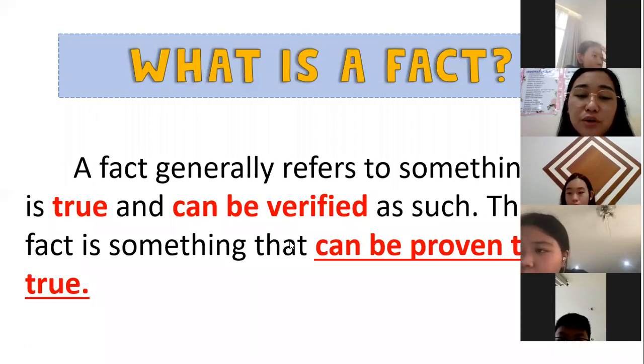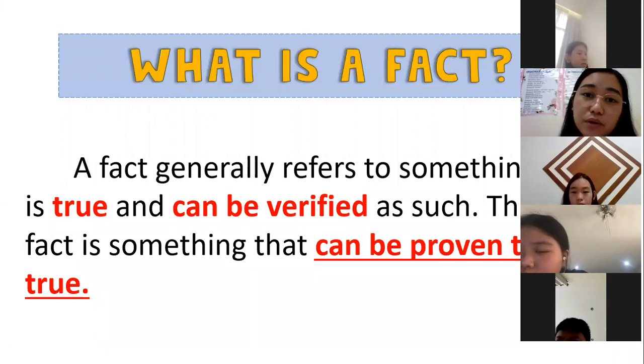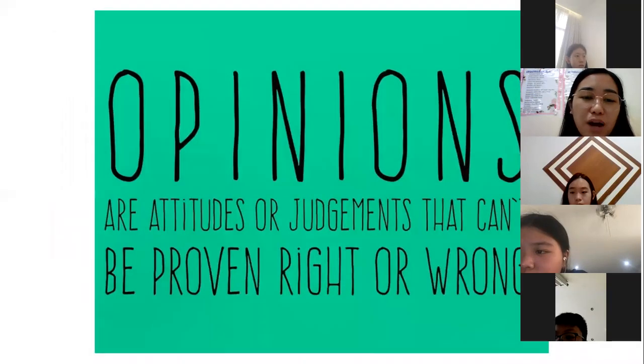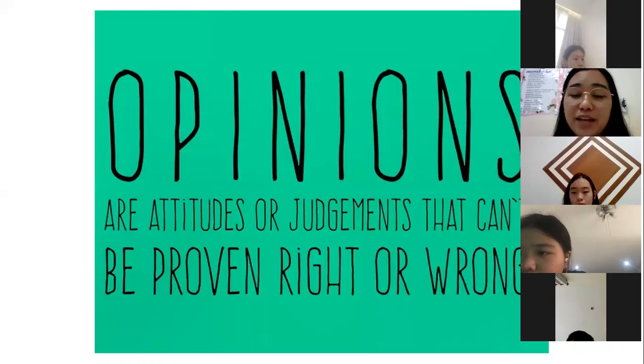Okay, so how do you prove a fact again? You can use research supporting it. You can also use photos, videos, and discoveries. Okay, so that's how you identify a fact. Meanwhile, an opinion, we are referring to an opinion as an attitude or judgment towards a certain thing. And you cannot prove it right or wrong.